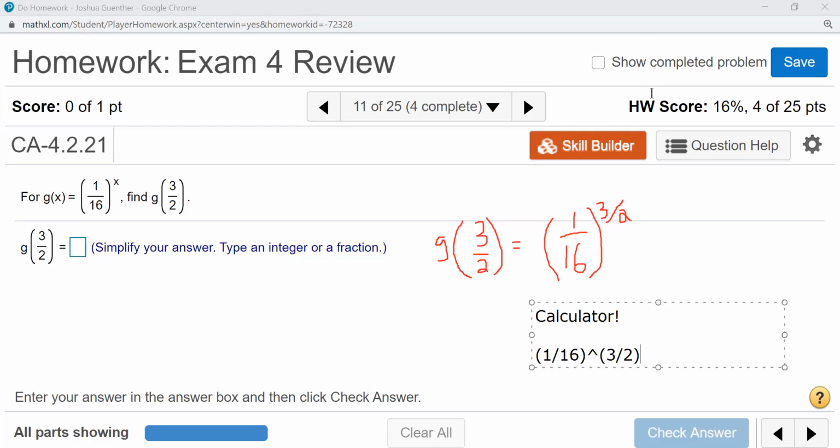If you're curious, an alternate way to do it is that the 3 halves power is to first take the square root. The square root of 1/16 is the square root of 1 over the square root of 16, which is 1/4. Then you cube it, you do 1/4 times 1/4 times 1/4. But you can do that, or you can use your calculator, whatever is your fancy.